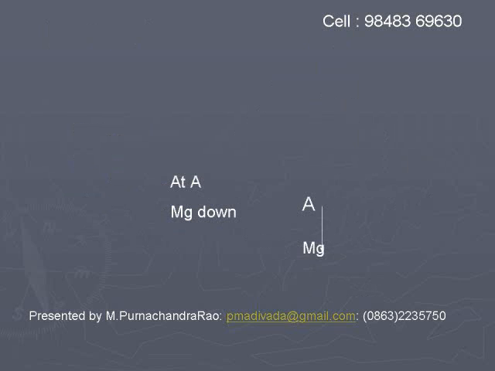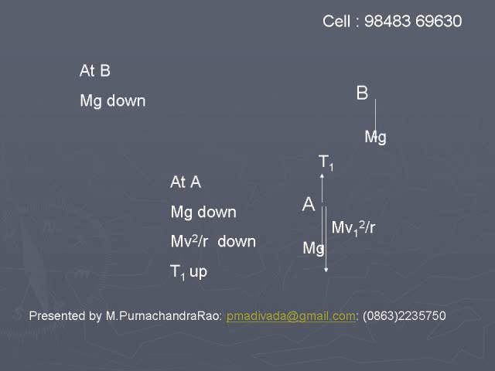At A, Mg acts in the downward direction, Mv1 square by r acts in the downward direction, and tension T1 acts in the upward direction. At B, Mg is downwards, T2 is downwards, and Mv2 square by r is in the upward direction.